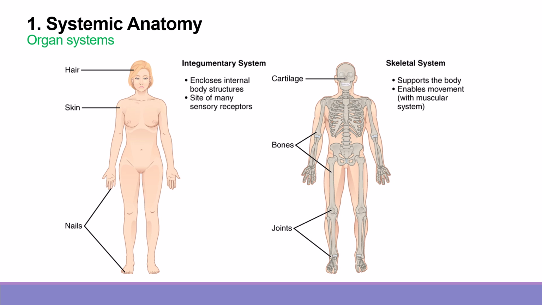So just to give you an example, the first organ system we're going to learn is going to be the integumentary system, and this is described in your book in chapter 5. So today we're just going to do an overview.